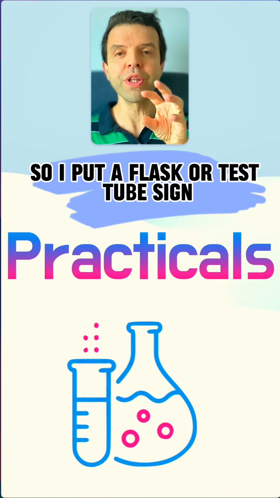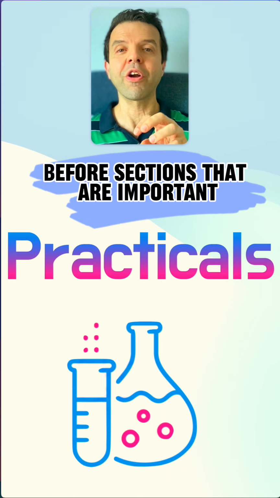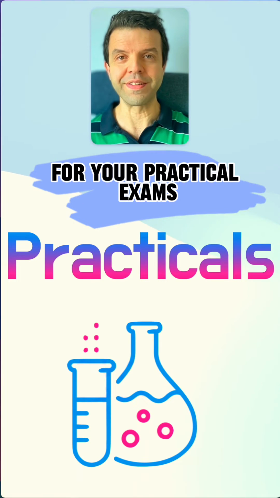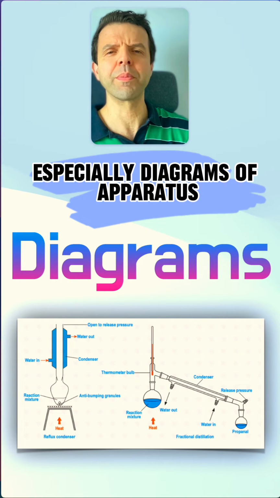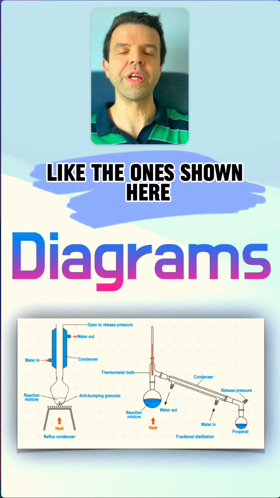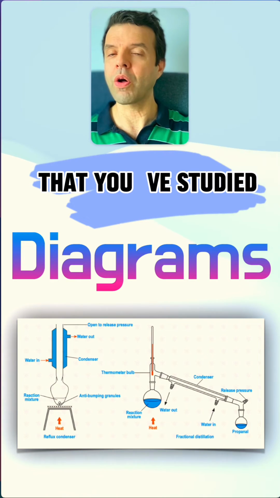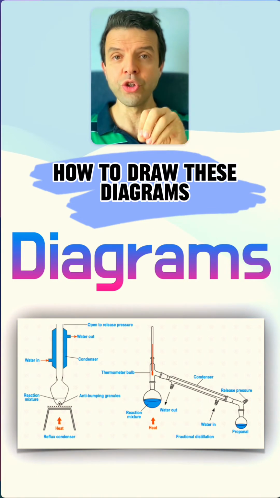and 2. So I put a flask or test tube sign for sections that are important for your practical exam. In many cases, the examiner asks you to draw diagrams, especially diagrams of apparatus like the ones shown here. So make sure that you've studied how to draw these diagrams yourself.